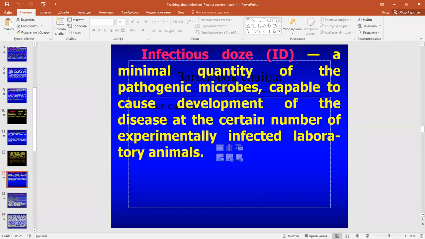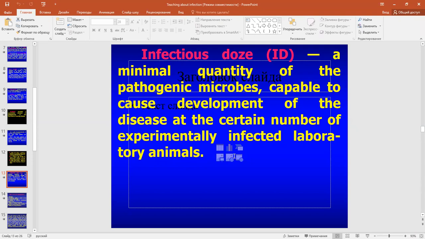Then another term is used, infectious dose, ID. Infectious dose is another thing, do not mix them, please. It's not lethal dose. Infectious dose is a minimal quantity of the pathogenic microbes capable of causing development of the disease in a certain number of experimentally infected laboratory animals. And for most causative agents, infectious dose is estimated, and it is different.